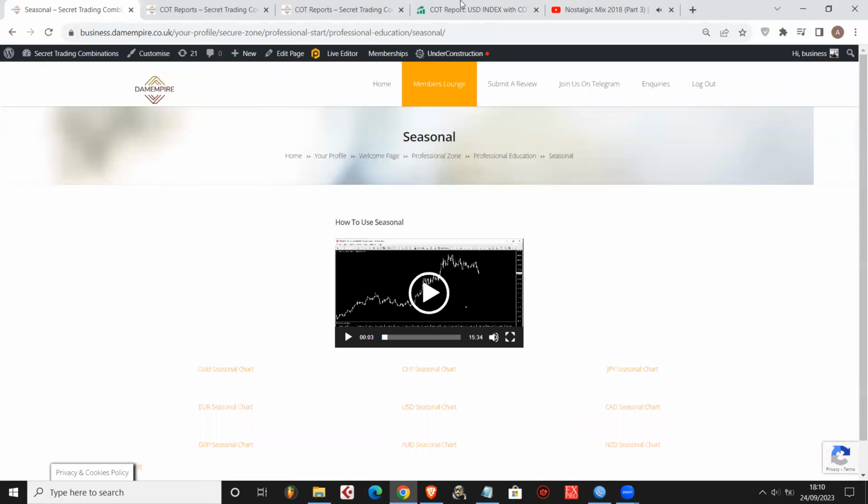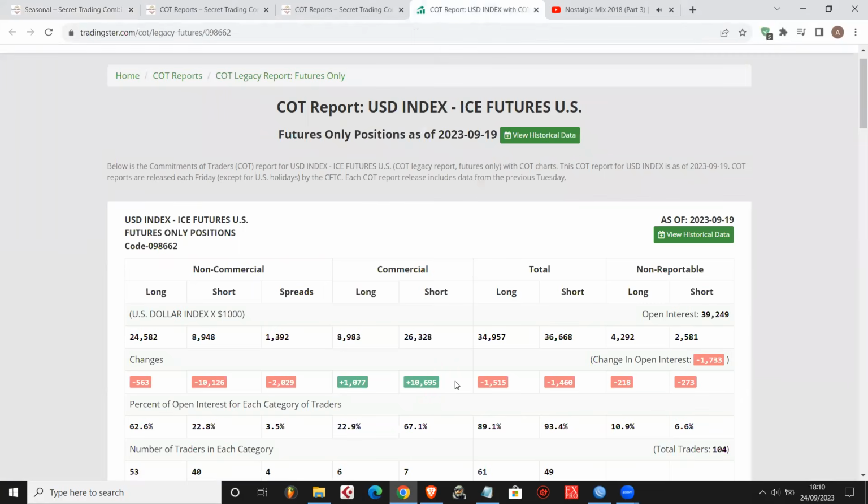Now, the next one I want to look at is USD. Normally, USD doesn't come with big, massive positions like this. But what's happening is you can see right now that they're adding massive position to the short side. You can see US dollar index, 1,000.